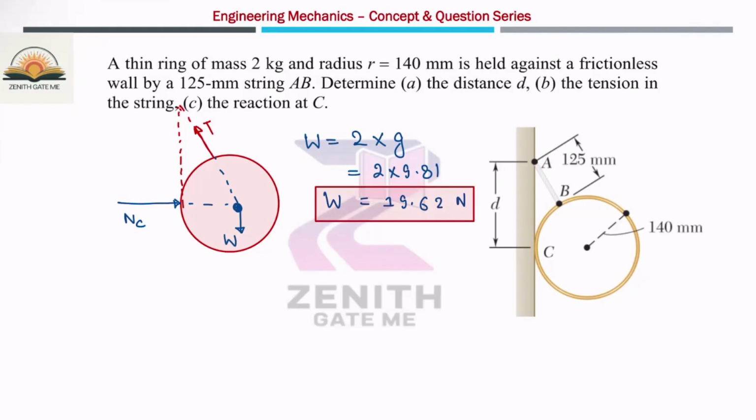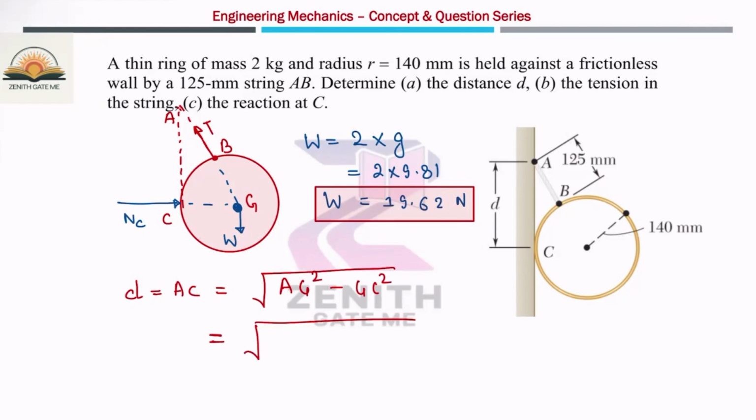Now you have to calculate the value of this D. First of all, you will use the geometry. This is the point A, this is B. Let us suppose this point is the center of gravity G and this is C. So I can write this D value, which is AC, equal to the square root of AG square minus GC square, by using Pythagoras theorem.